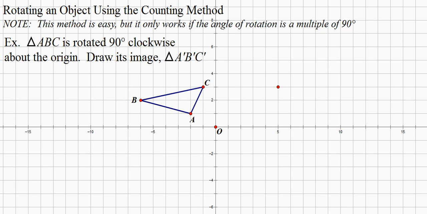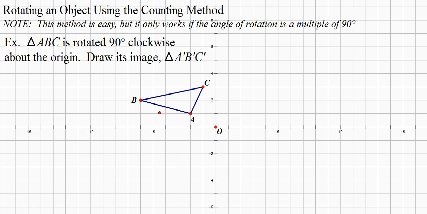Now on the CSEC exam, I believe the angle of rotation is always going to be a multiple of 90 degrees. So this method will serve you well on the exam. But if you have a different rotation for whatever reason, like a 60-degree rotation or a 45-degree rotation, then this method won't work for you anymore. But okay, we'll talk about this method, the counting method.